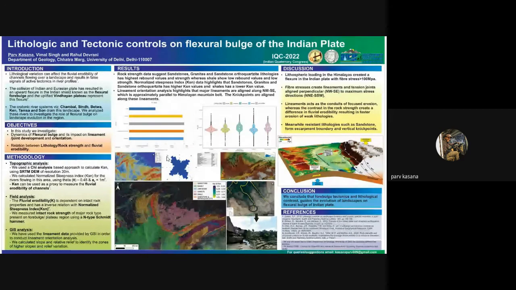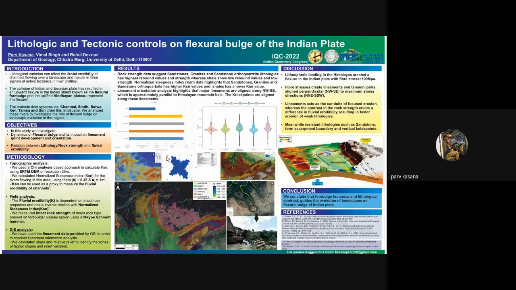Secondly, we have tried to look at the lithology present over this region and how the fluvial erodibility varies in this region. To do that, we have basically calculated 2 major proxies. One is the normalized steepness index, which can be used as a proxy to measure the fluvial erodibility of a channel. And secondly, we have measured the intact rock strength of major rock types present in this region using an N-type Schmidt hammer.